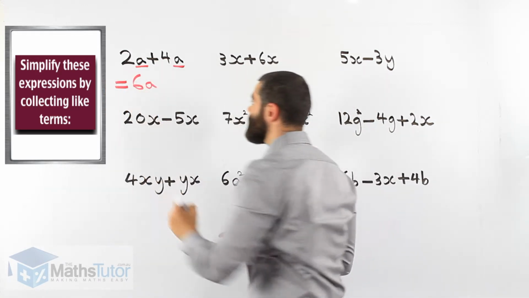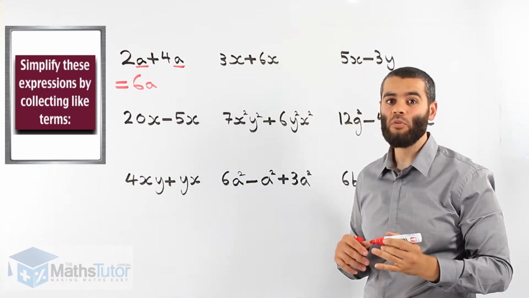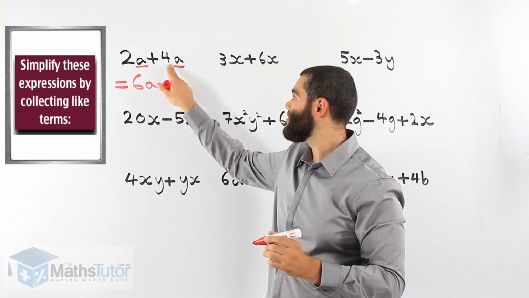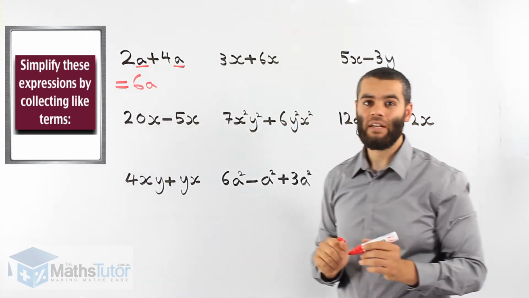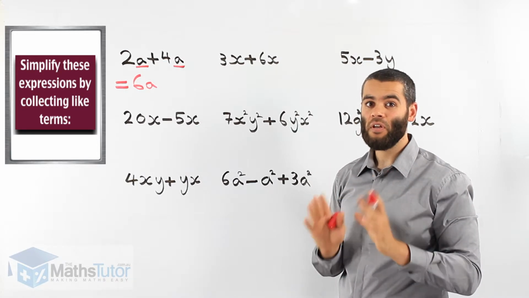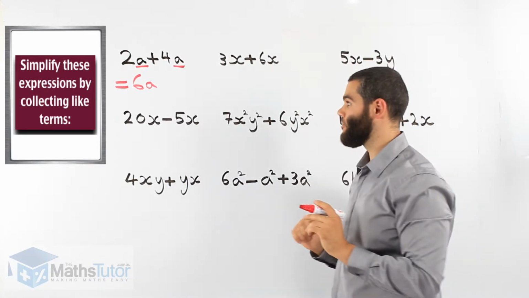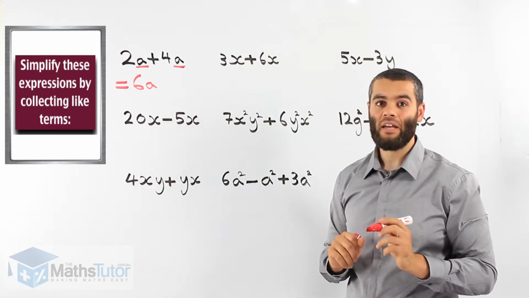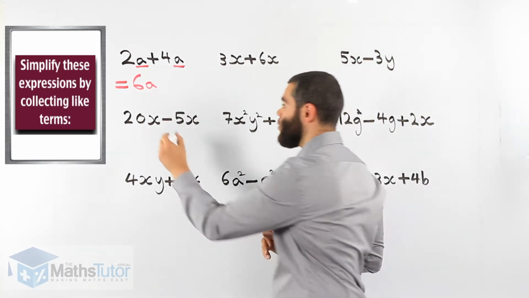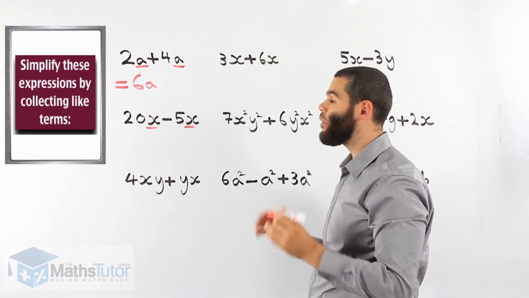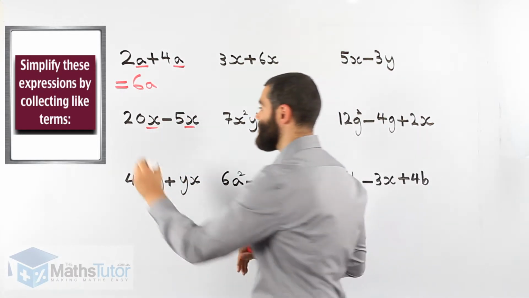2a plus 4a is 6a. It's like saying 2 apples plus 4 apples. We have 6 apples. Like terms meaning they have the same pronumerals. That means we can add them because we can only add or subtract like terms. Very, very important rule. 20x take away 5x. Are they like terms? Well, we have an x here and an x there. So yes, they are like terms. 20 take away 5.